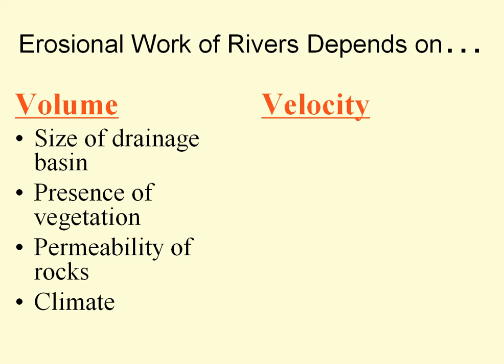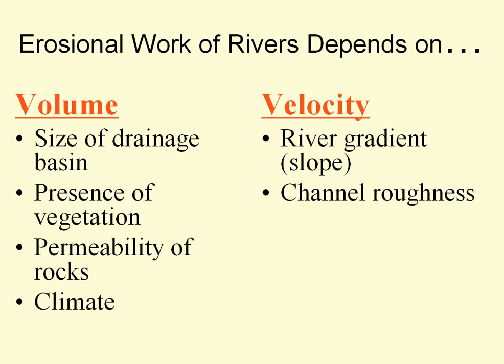So the erosion work of a river also depends on the velocity. What kind of things go into velocity? Obviously, river gradient, the slope. The steeper the slope, the more velocity you're going to have. Channel roughness: if you look at the bottom and the sides of the river, if there are all kinds of rocks on the bottom, or trees that fell in from the side of the river, all these obstacles are going to slow down the water. It's not going to flow as fast.